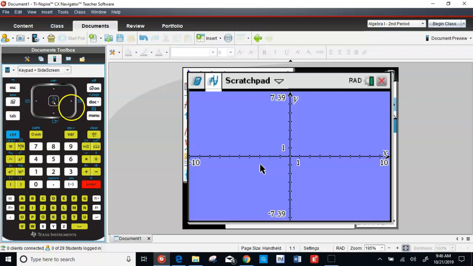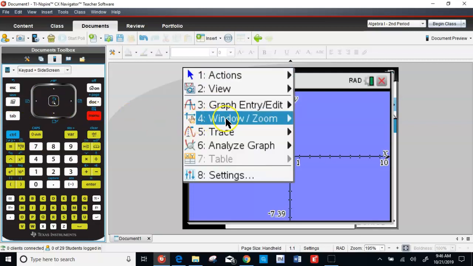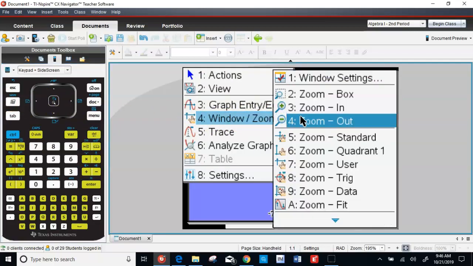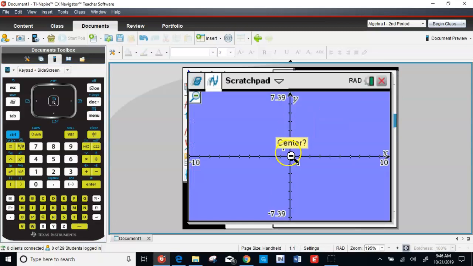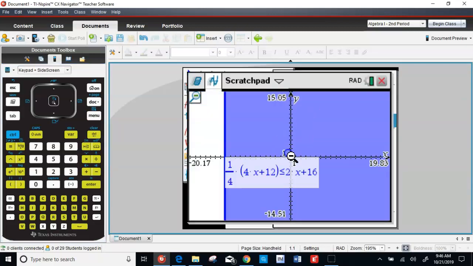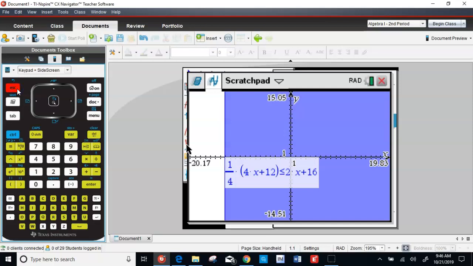Now, it looks like everything's an answer. That's because we're zoomed in too far. So I'm going to go ahead and do menu, zoom, out. And it says, where's your center? I'll make the origin my center, and I'll click once, and there's already my solution. So now I'm going to press escape. The solution is this line that's over here on the left side. So let's go ahead and find out where this line is.